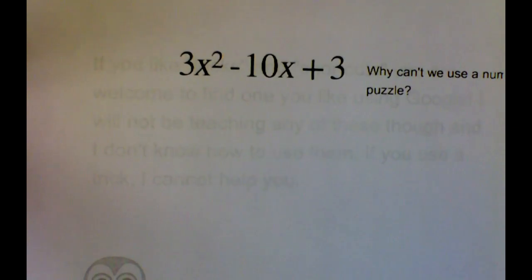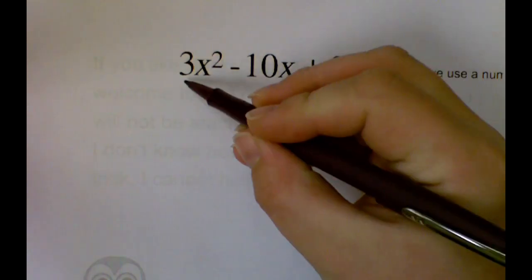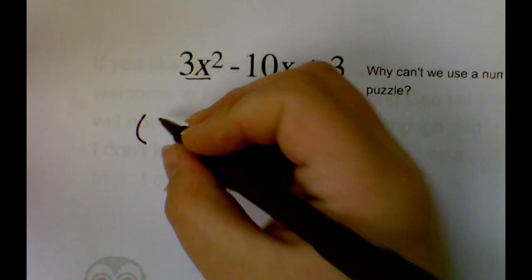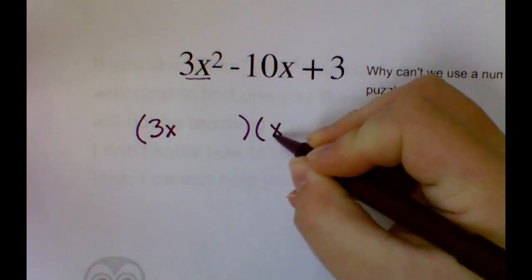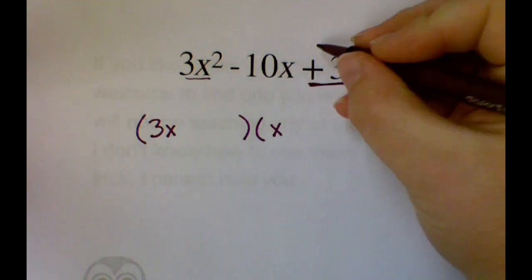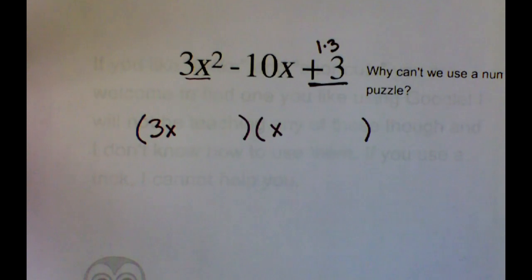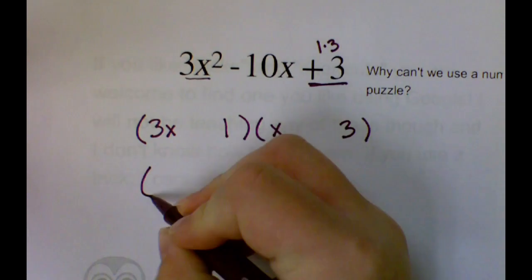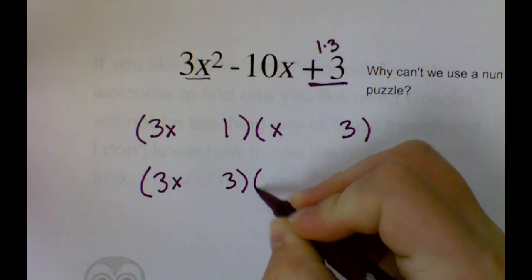So we have 3x squared minus 10x plus 3. This is not quite as simple as saying what numbers multiply to 3 and add to negative 10, because that doesn't exist. We have to think about how can I break apart 3x squared? Well, I make my two sets of parentheses, and the only way to break apart 3x squared is 3x and 1x. Then we think about what numbers multiply to 3. Lucky for us, the only options are 1 times 3. So we have to decide if it's going to be a 1 and 3 or a 3 and 1.